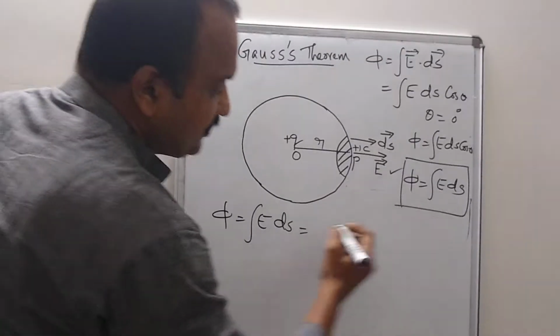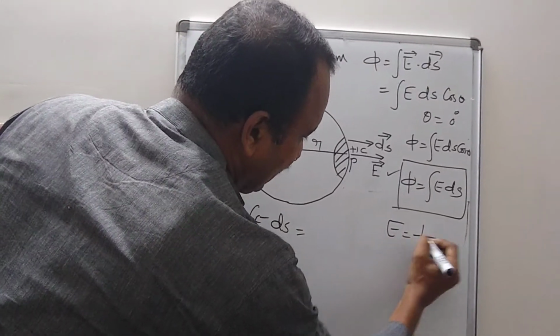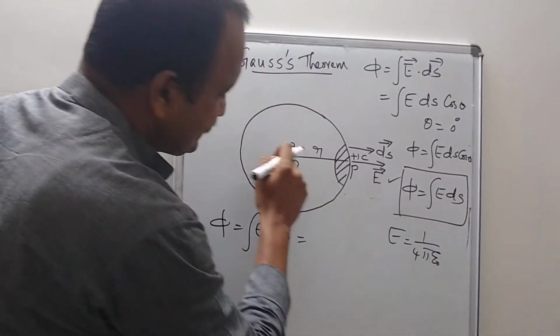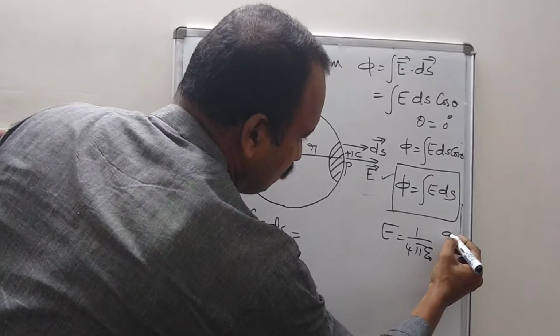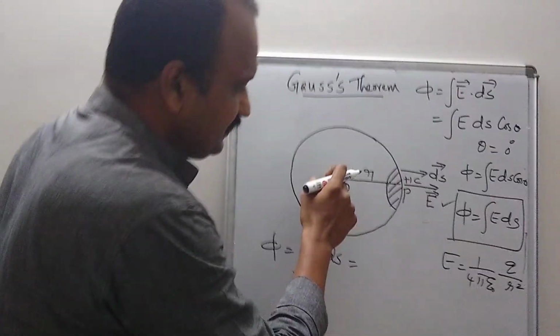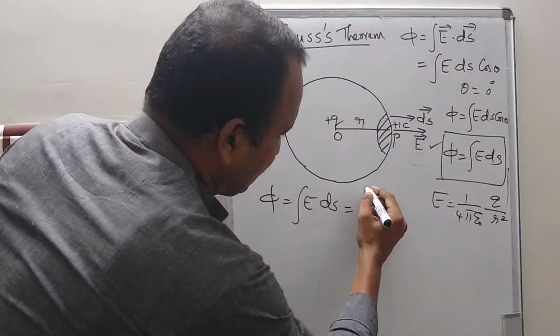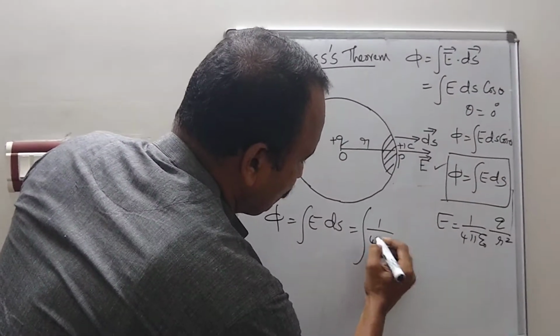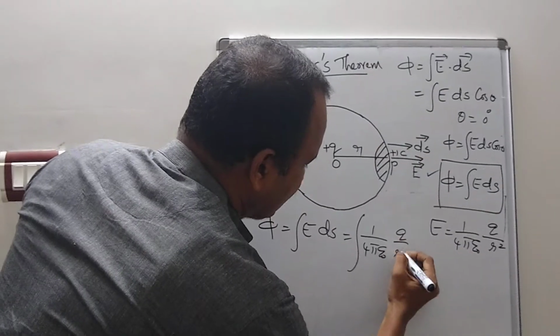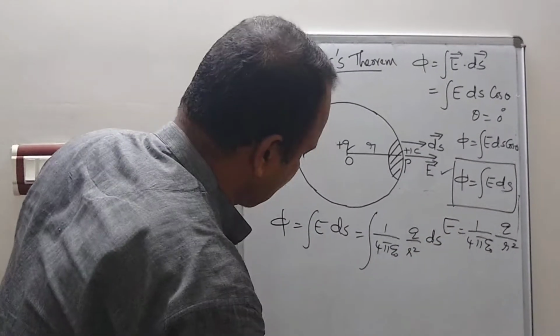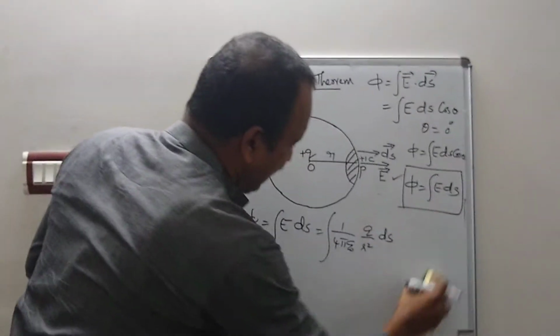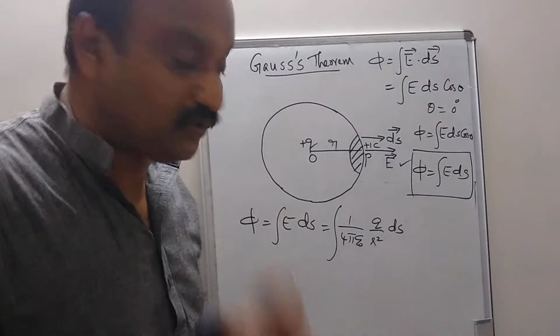That is equal to the value of E. The value of E we studied is equal to 1 by 4 pi epsilon 0, charge q, distance r, so q by r square. Here the charge is q and the distance is r, therefore q by r square. Now I am substituting integral 1 by 4 pi epsilon 0 q by r square ds. So I substituted instead of E the value 1 by 4 pi epsilon 0 q by r square.